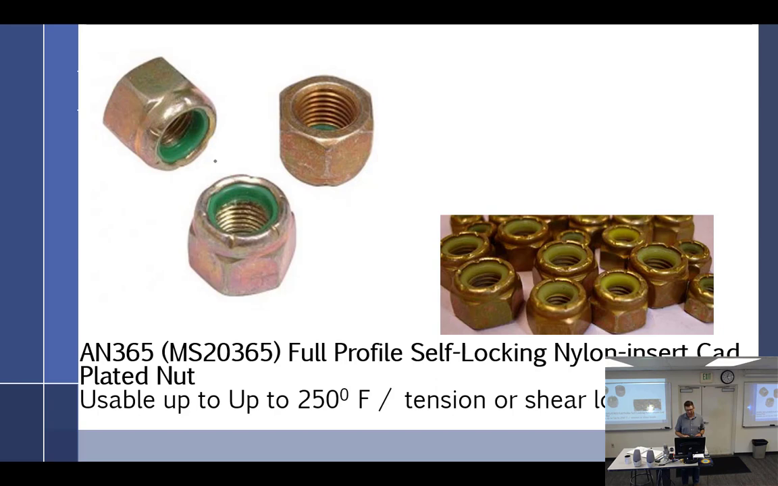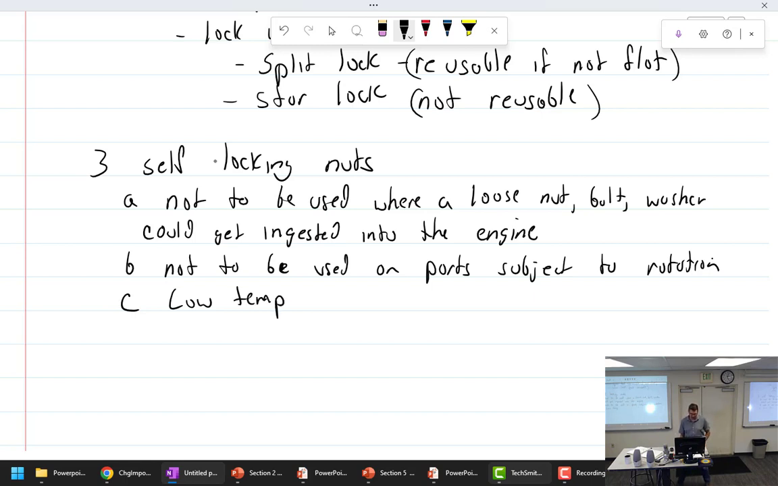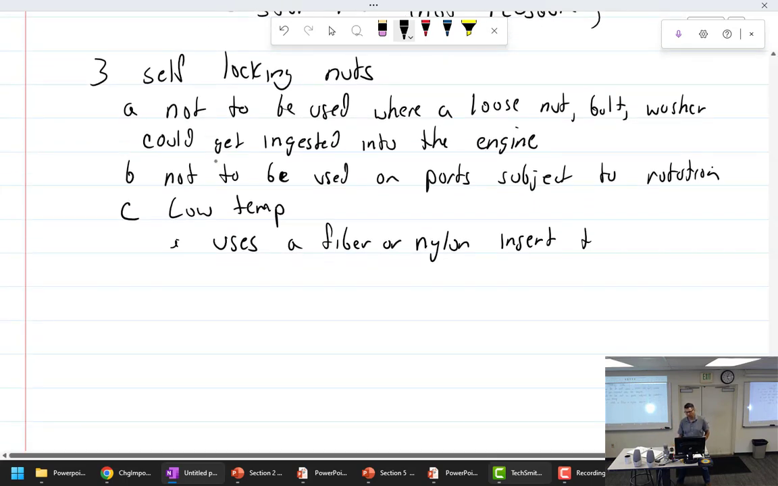So don't do that. All right, so we're talking about self-locking nuts. Two rules so far. Can't be used where it could get ingested or is subject to rotation. And there are a couple different types. One is the low temp, the one that uses a fiber or nylon insert that grabs the bolt from turning.